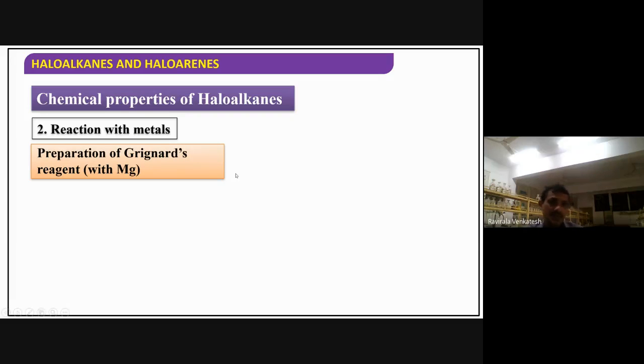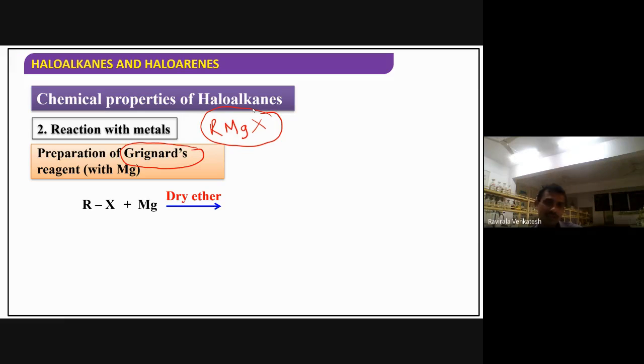Next, reaction with metals. When alkyl halides react with a metal, we get a famous reagent called Grignard reagent, RMgX. This is called Grignard reagent. So this is definitely what we are going to get when you treat with metal. See, alkyl halide reacting with magnesium. This is also in presence of dry ether.